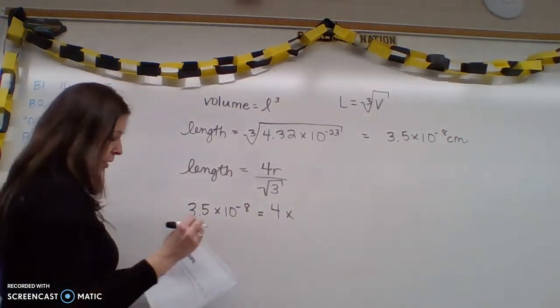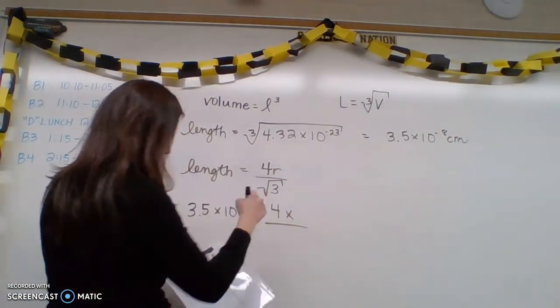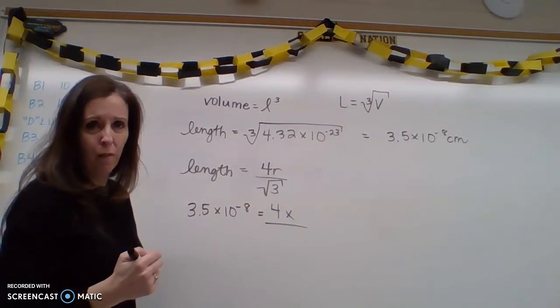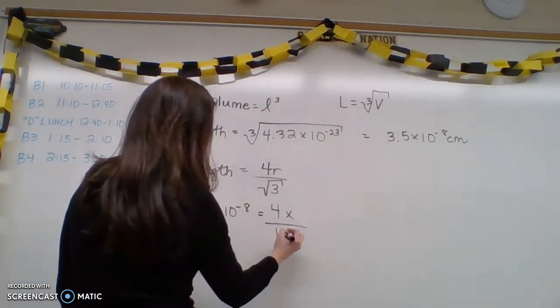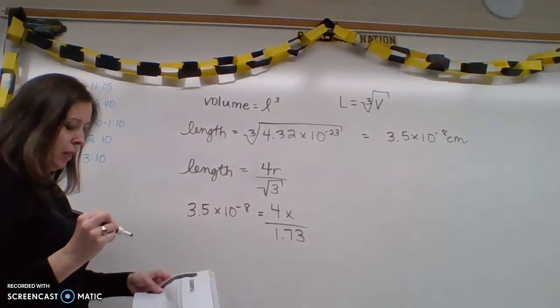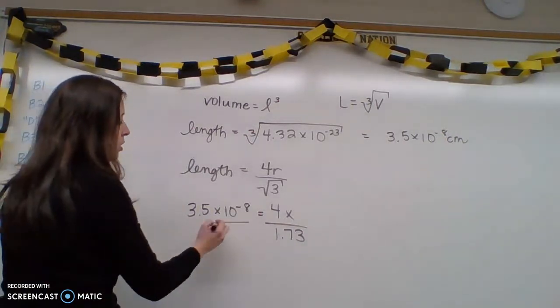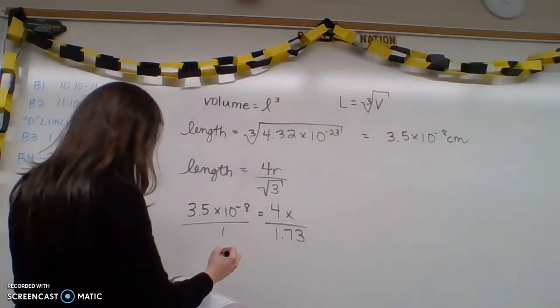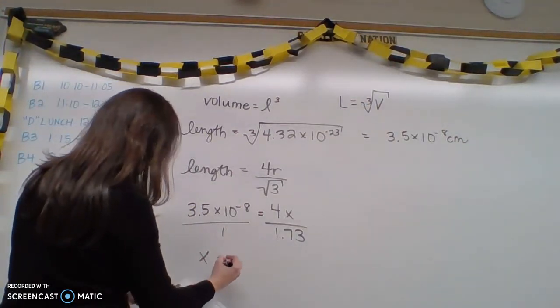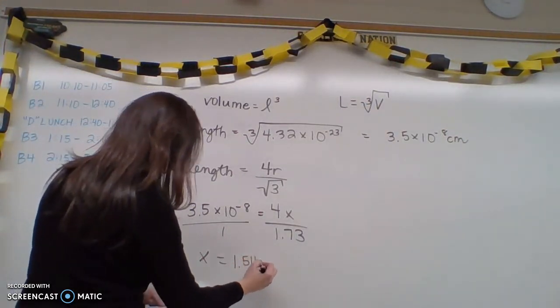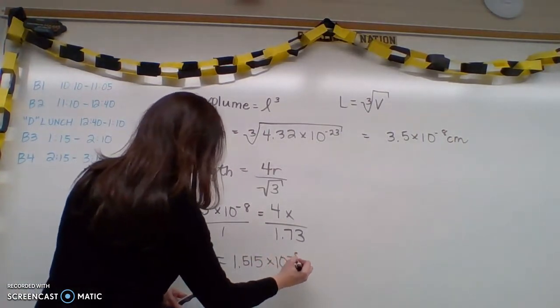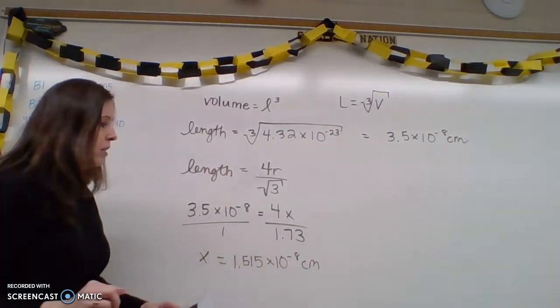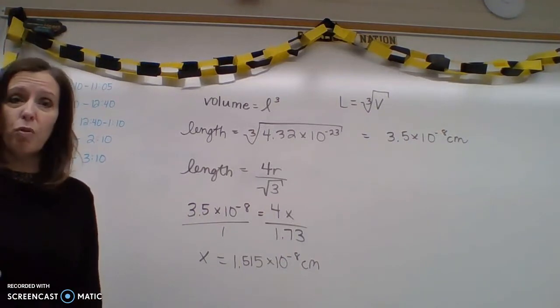Length equals 4 times the radius, which is what I'm looking for, divided by the square root of 3. When I put the square root of 3 in my calculator, I got that number, okay? So now you should be able to just put that over 1, cross multiply, and find that x is equal to that many centimeters. All right, so that's the radius.